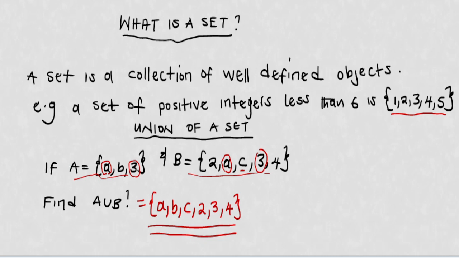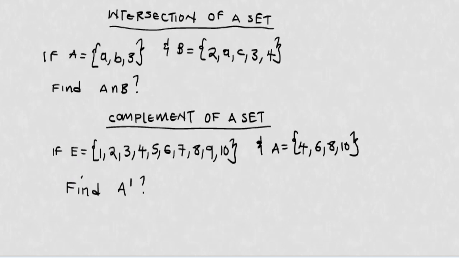Okay, we are also going to look at what we call intersection of a set. What do we mean when we say intersect two sets? To intersect a set, this is what we mean. We have set A, which has members A, B, 3, and set B, which has members 2, A, C, 3, 4. When we say the intersection of A and B, we're simply looking for those elements that are found in both A and B.